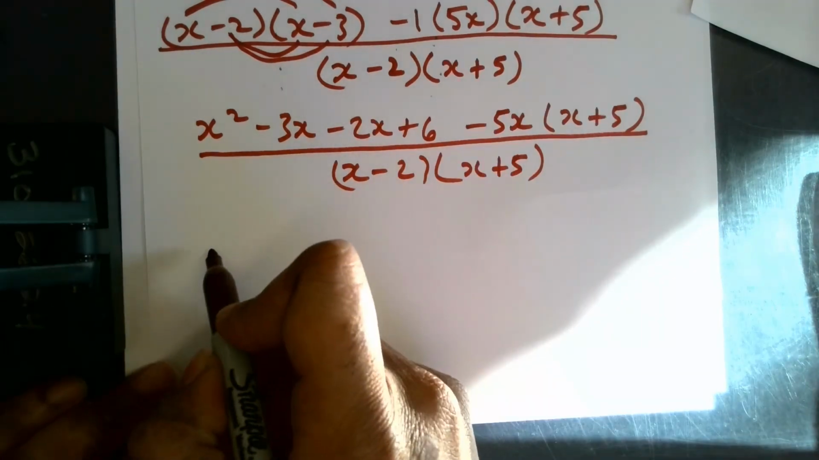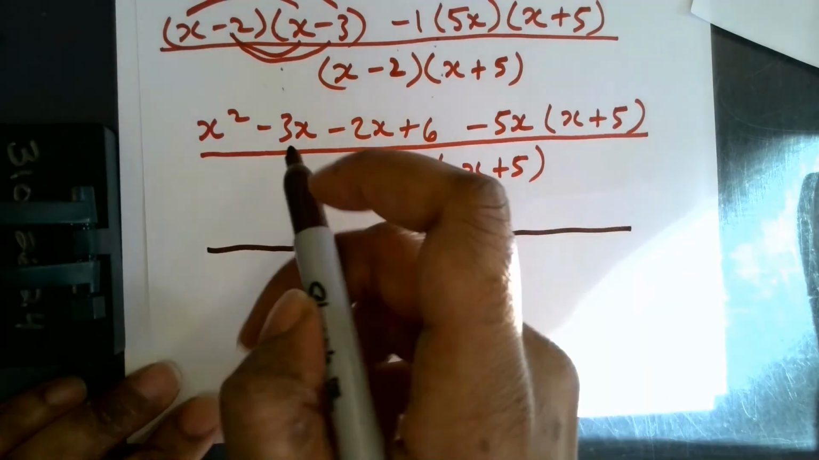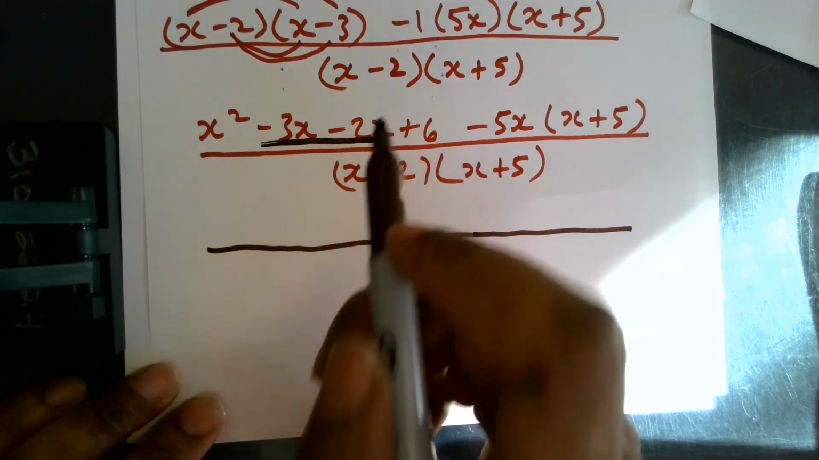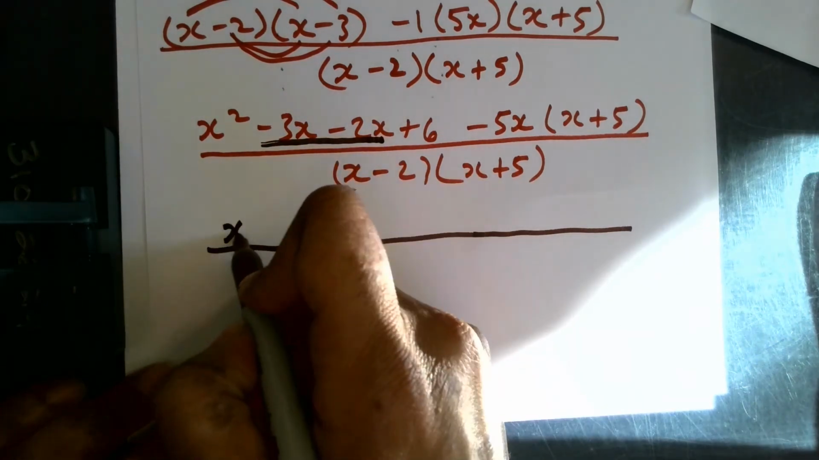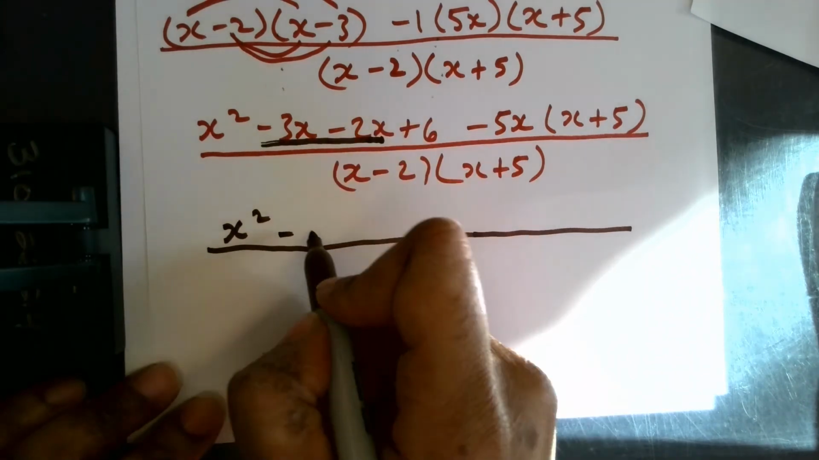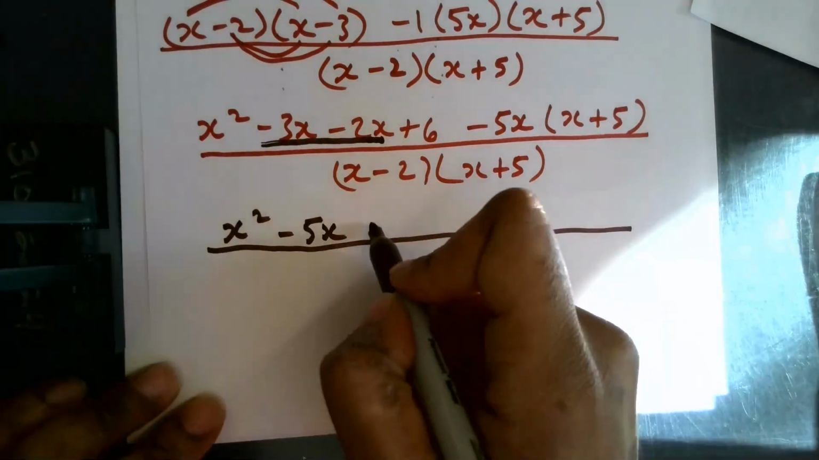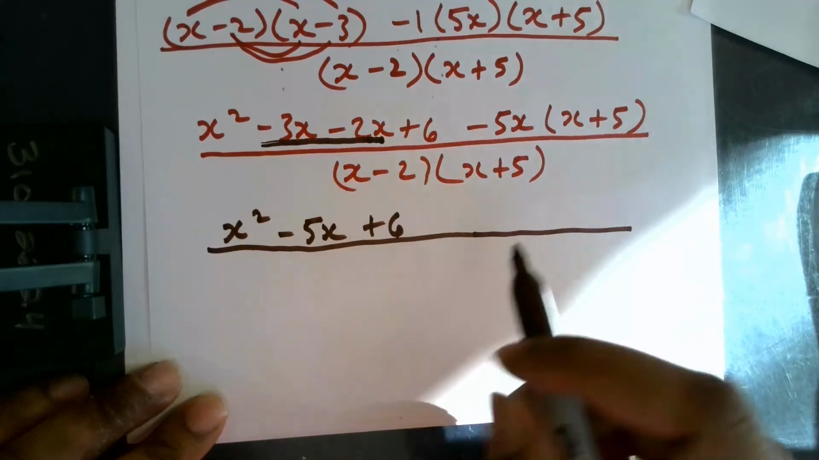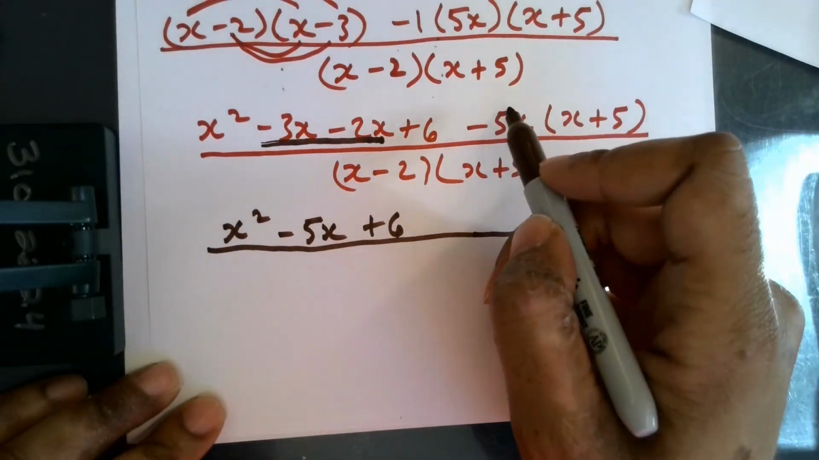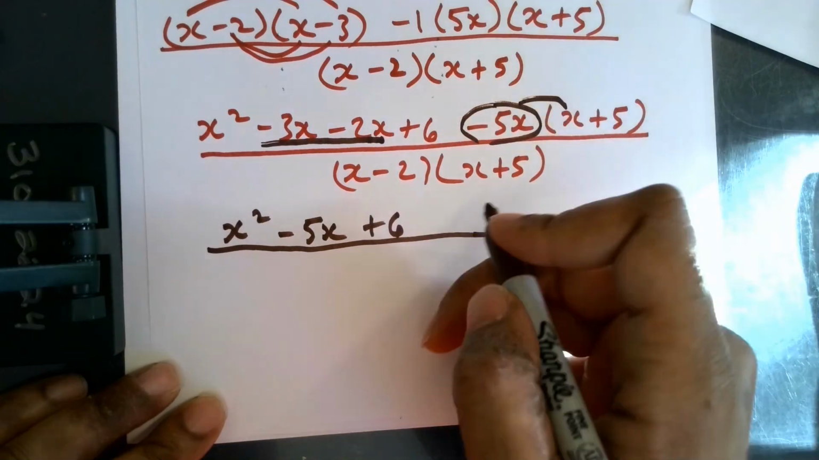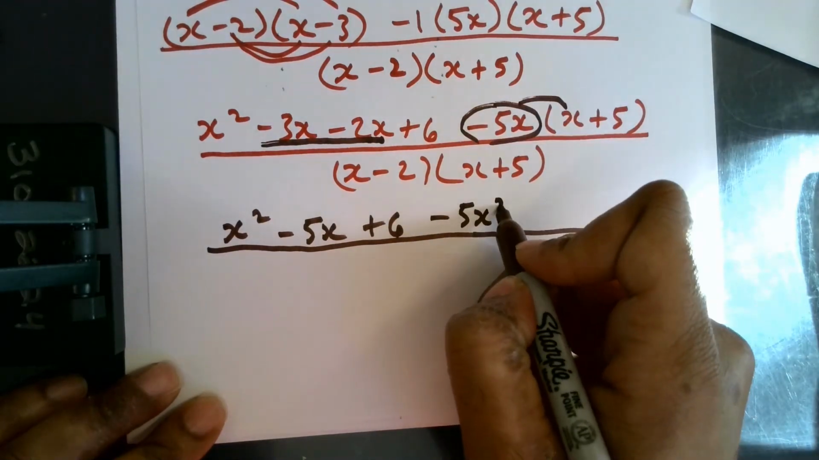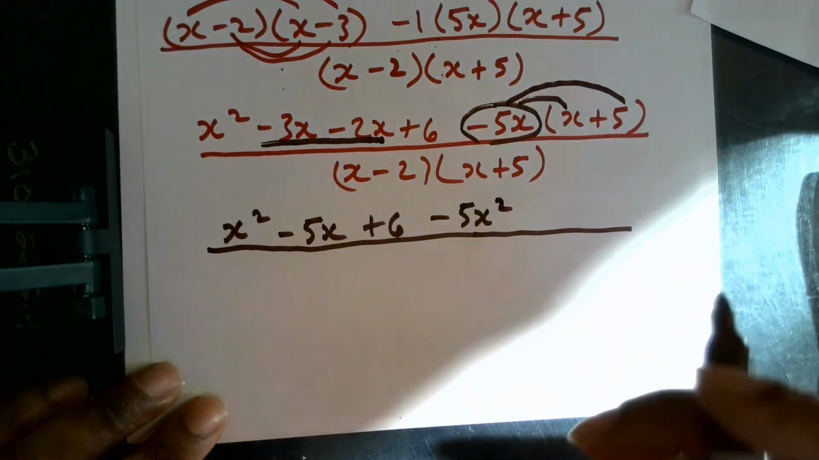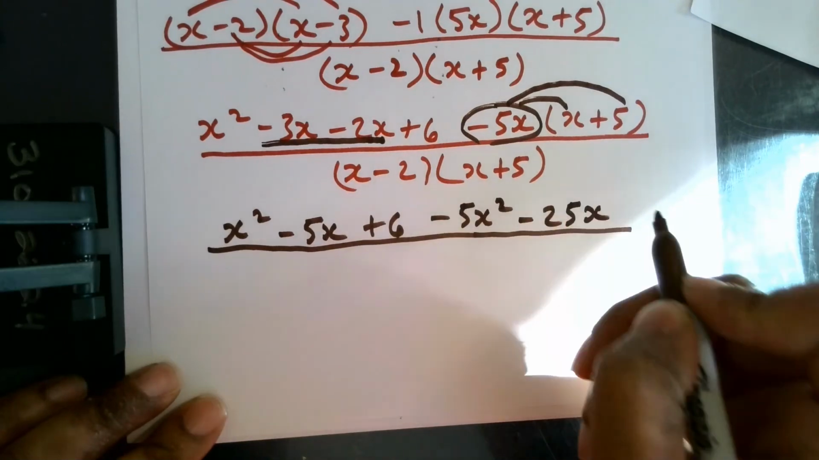Now we have two pairs of like terms here. So we have x squared. We combine our like terms to give us negative 5x plus 6. This is times now. We are multiplying these two now. So negative 5x, all of this times x, that's a negative 5x squared. All of this times plus 5 gives me negative 25x.